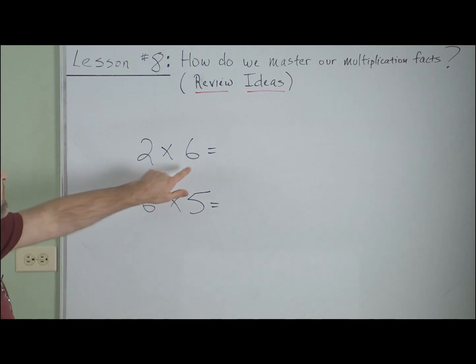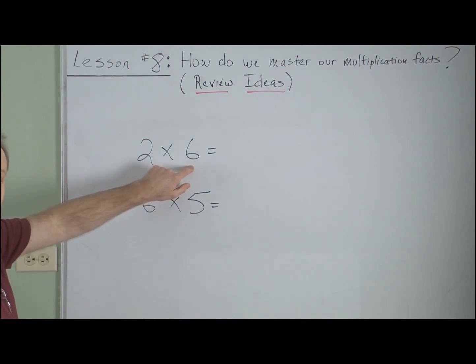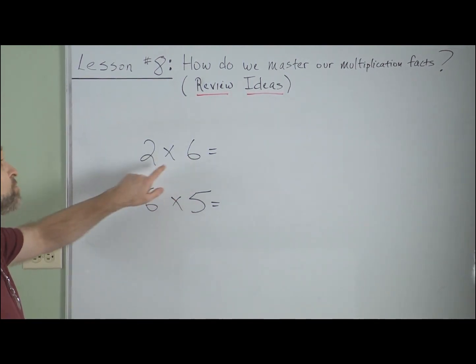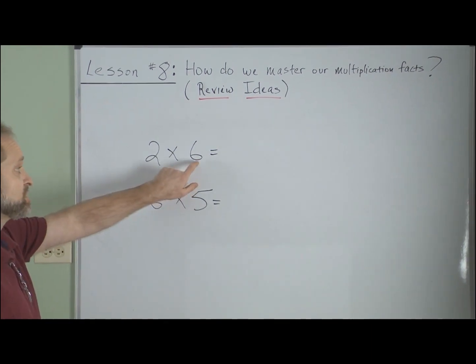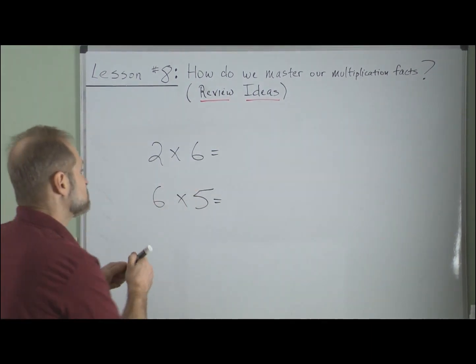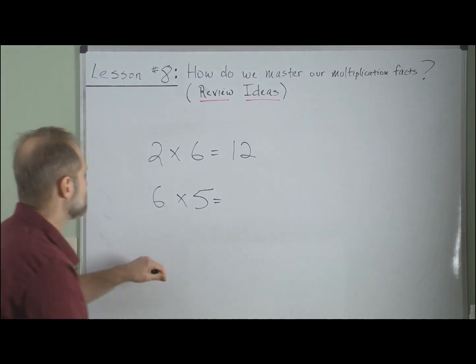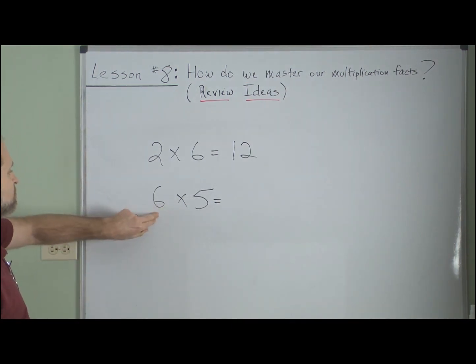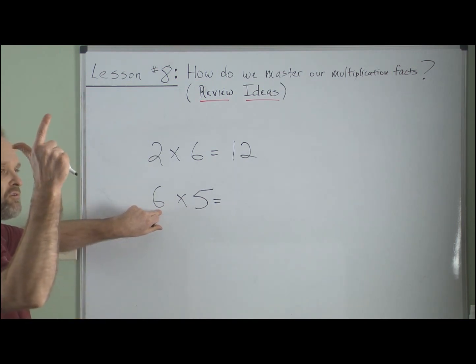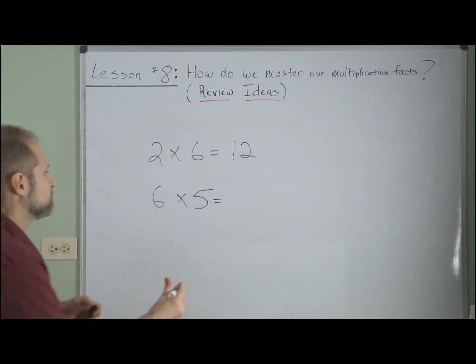What I'm going to do here is practice skip counting by 6 because that's a little bit newer. I could do skip counting by 2s, but let's do the 6s. 6, 12. Here I'm going to practice multiplying by 6, so skip count by 6, and we're going to get 6, 12, 18, 24, 30.